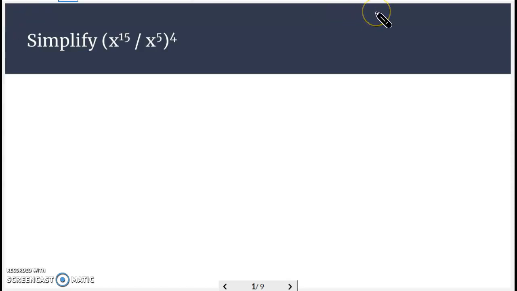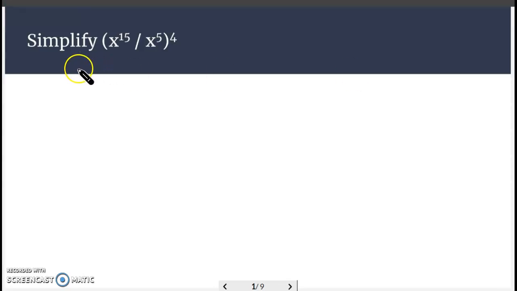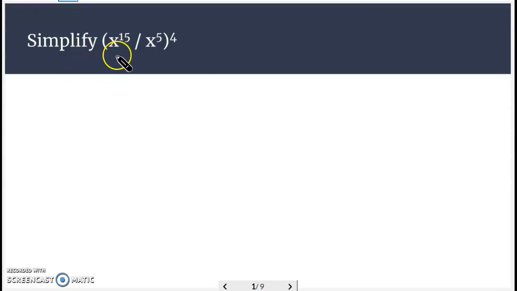Welcome back, everybody. This video we're going to be talking about simplifying exponential expressions, but also applying them with some exponential growth and decay formulas. Let's look at this one first. Simplify x to the 15th over x to the 5th, and all of that is being raised to the 4th power.